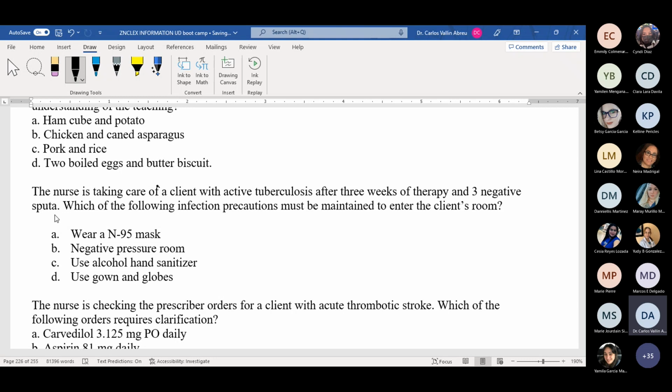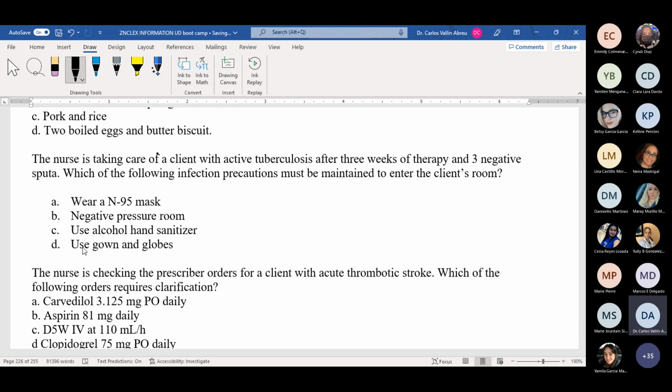So this client is not contagious anymore and no more isolation is needed. Still needing 9 to 12 months of treatment, but not in isolation. Why? Because after the initial period of treatment makes the sputum negative, the client doesn't need more isolation and is going to become standard precaution as you and I. So the only standard precaution here is C.